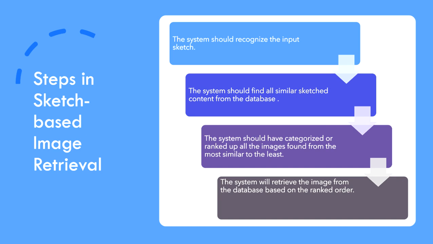After finding all the content in the database or dataset, the system should rank all the pictures accordingly from the most similar to the least similar, so that we know that the top one is the most similar. And then lastly, the system will retrieve the images from the database based on the rank order, according to the condition that we set. Mostly we set 1 until 10, so the top 10 images will be the most similar results to the hand sketch input.